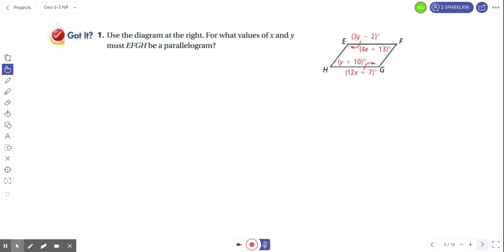So try this one out. You'll have to figure out which of those 3 theorems we just talked about you're going to use, and see if you can figure out what values of x and y must make EFG a parallelogram.